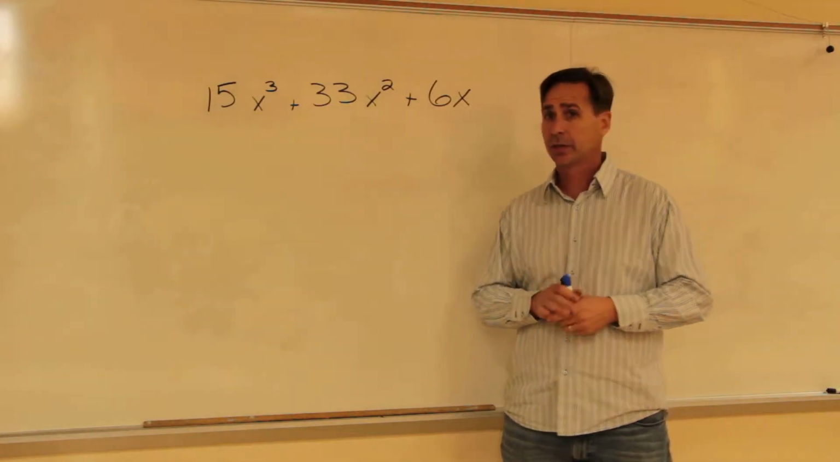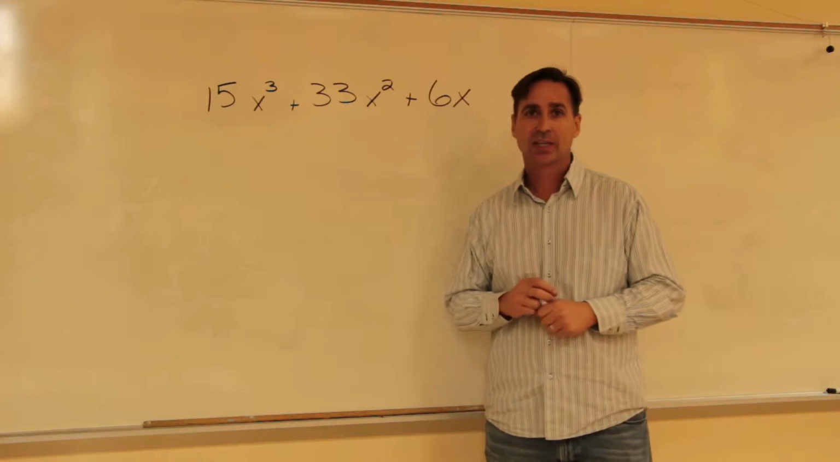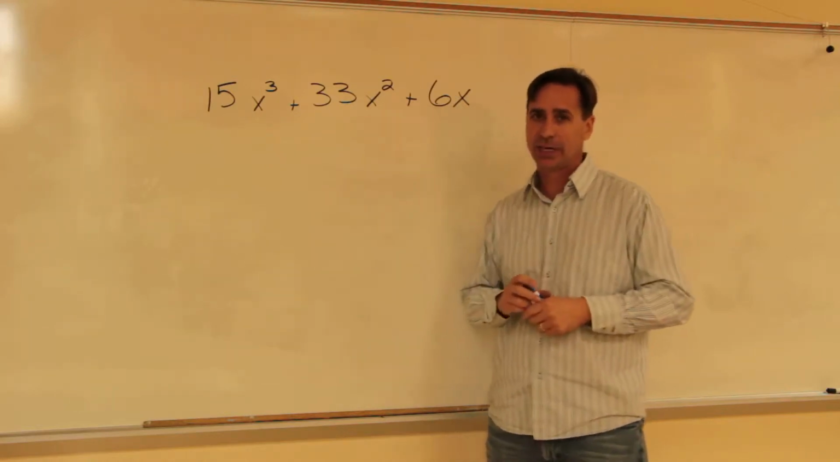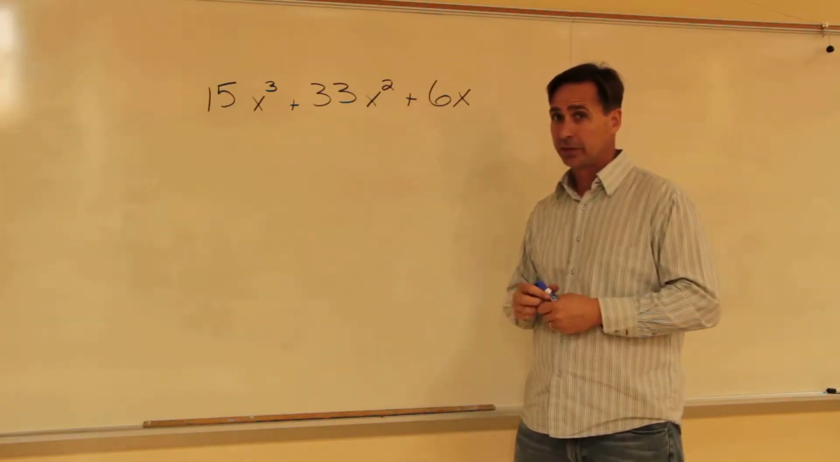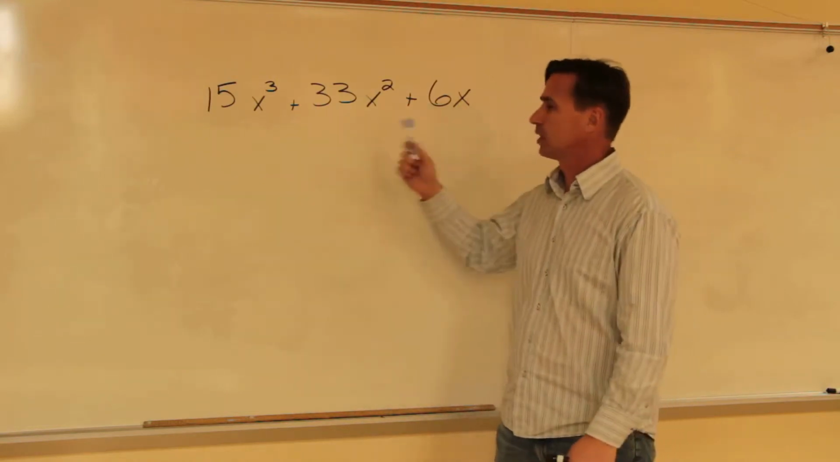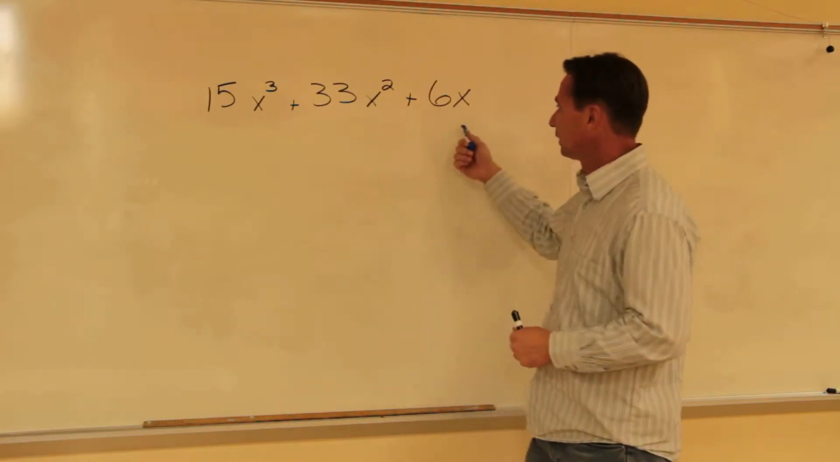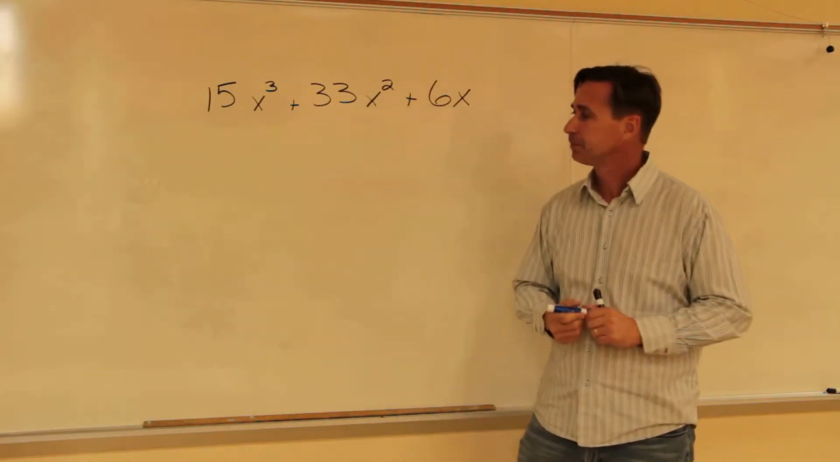Okay, in tonight's homework you're going to combine two things you already know: factoring out a greatest common factor and then factoring a trinomial. So let's go ahead and do it. A lot of the time you're going to have to factor out a greatest common factor before you factor the trinomial. So let's look and see what this has in common.